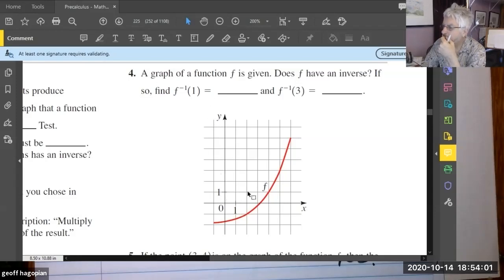So, yeah, if the output is 1, what input produces that output? Yeah, that's going to be 3, right? So f of 3 equals 1. Do you see that? If you go 1, 2, oh, f of 4, sorry. I was counting wrong, right? So here's 0, count over 1, 2, 3, 4. This is x equals 4. And then go up 1 unit, you're on the curve. So f of 4 equals 1. That means that f inverse of 1 equals 4. How about 3? 1, 2, 3. That's a little small. Oh, sorry.